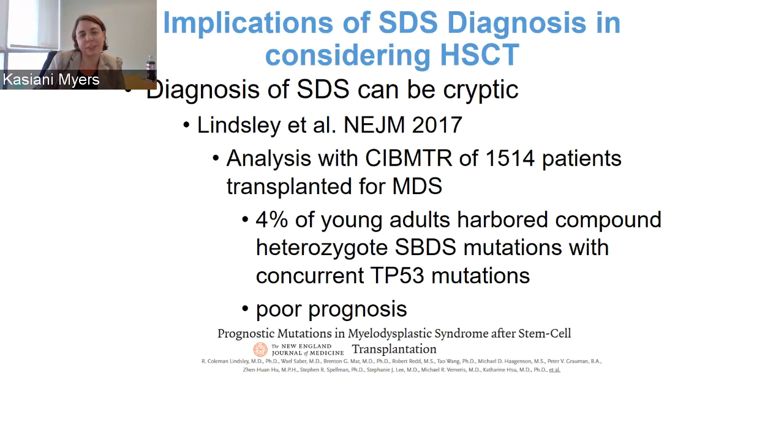Considering the adult and the MDS population, Shwachman-Diamond syndrome can be hiding there as well. And some lovely work from Coleman Lindsley in Boston in collaboration with the Center for International Bone Marrow Transplant Research. They were able to do targeted mutational analysis on pre-transplant samples from over 1,500 patients transplanted for myelodysplasia. And what Coleman was able to see is that 4% of young adults, those under 40, harbored compound heterozygous SBDS mutations with concurrent TP53 mutations. And unfortunately, these patients had a very poor prognosis.